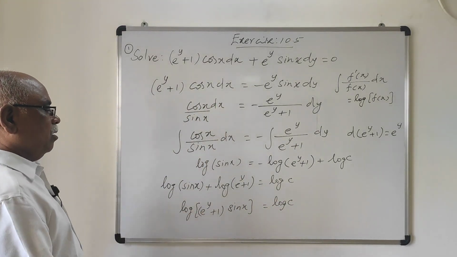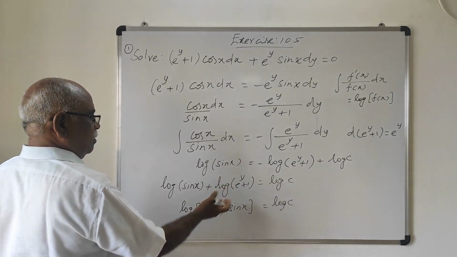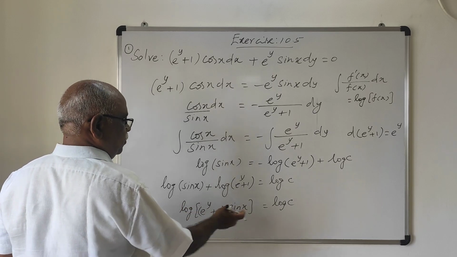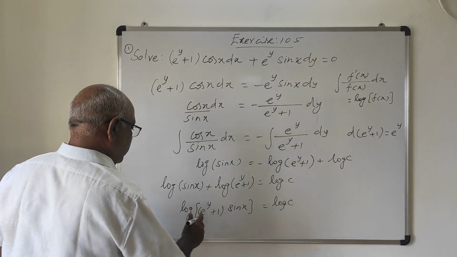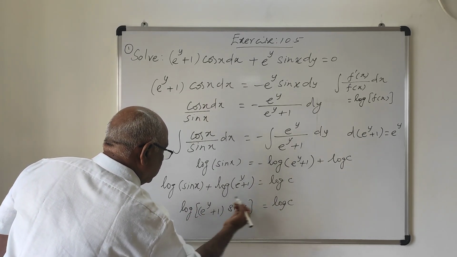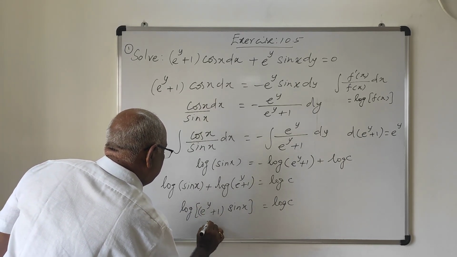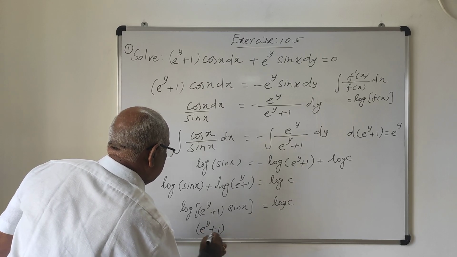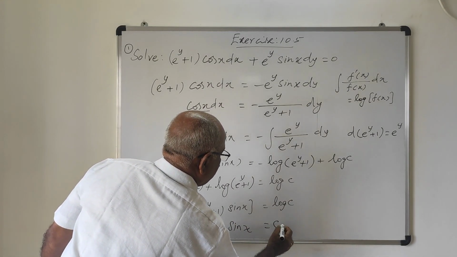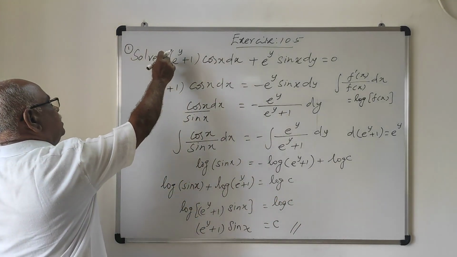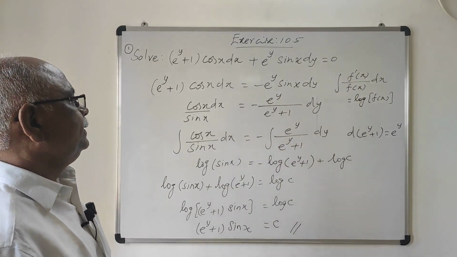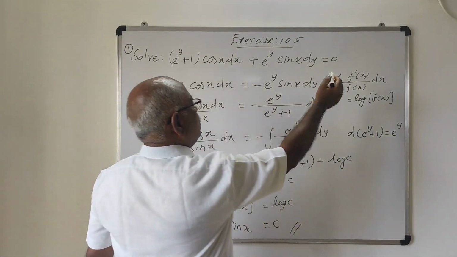So eliminating logarithm by giving exponential power on both sides, e^log of and e^log c become 1, therefore you will get (e^y + 1) into sin x equal to c. That is the solution for this problem. This is the general solution. Okay, that's all about the problem, and this rule is used here.